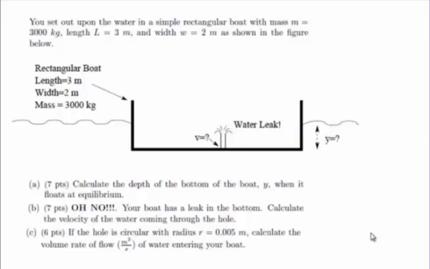You set out upon the water in a simple rectangular boat with mass m of 3,000 kilograms, a length of 3 meters, and a width of 2 meters, as shown in the figure below. Part A, calculate the depth of the bottom of the boat y when it floats at equilibrium.